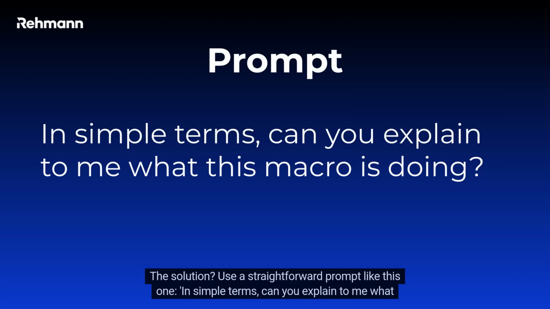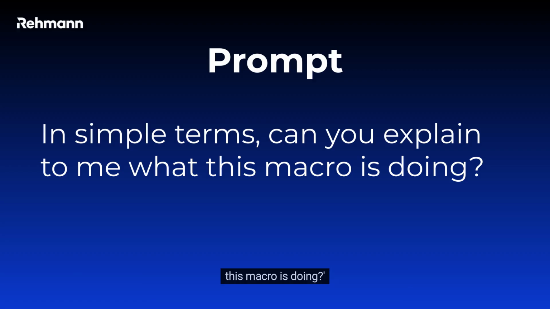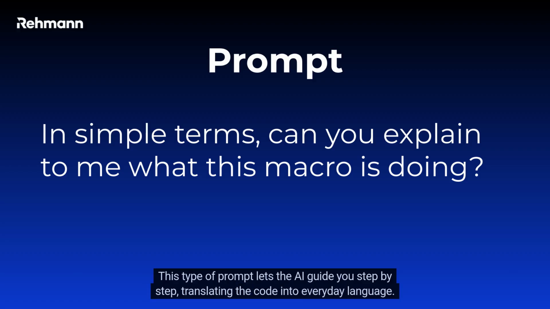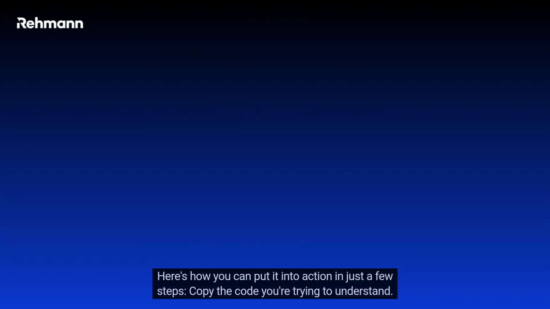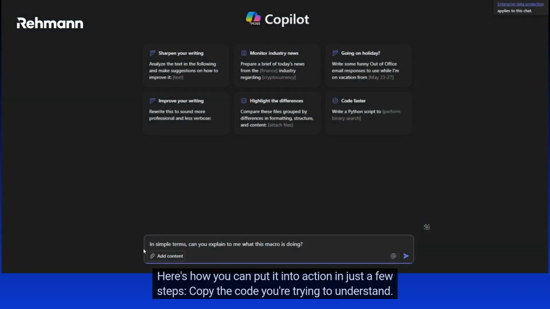In simple terms, can you explain to me what this macro is doing? This type of prompt lets the AI guide you step by step, translating the code into everyday language. It's like having a friendly coworker who specializes in code, but without needing to chase them down. Here's how you can put it into action in just a few steps.